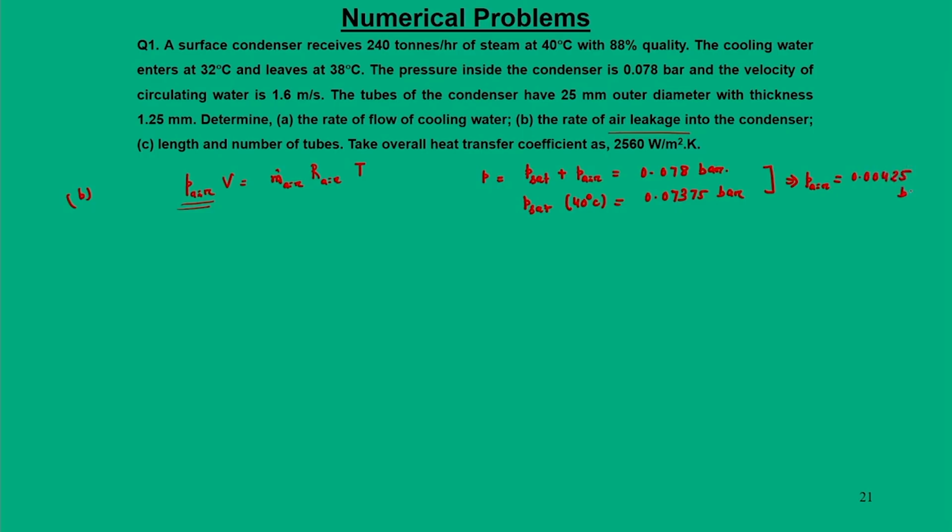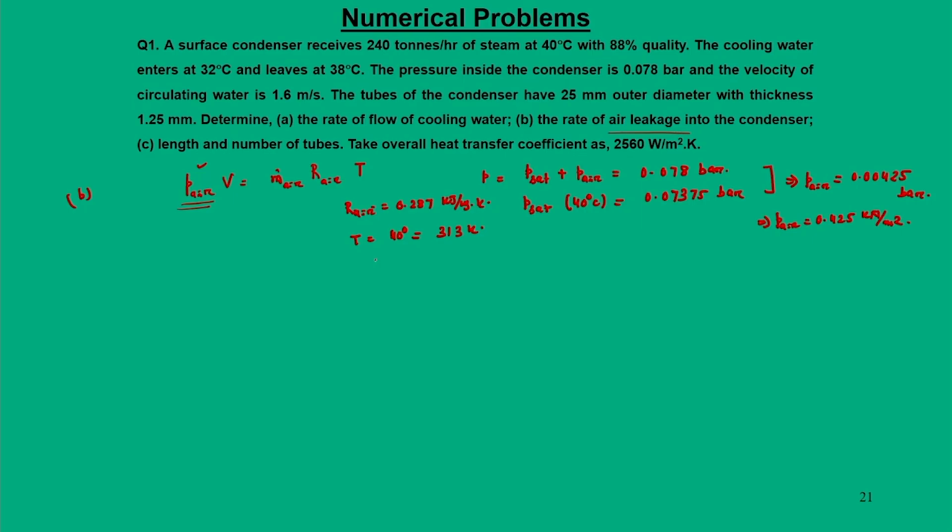So, from this we can calculate P air as 0.00425 bar, so this value is 0.425 kilonewton per meter square. We have P air. Now, R air is equal to 0.287 kilojoule per kg Kelvin. Temperature is 40 degree centigrade, which equals 313 Kelvin.